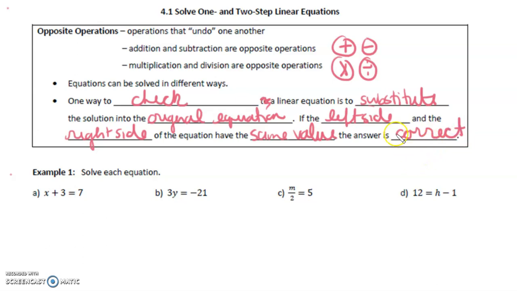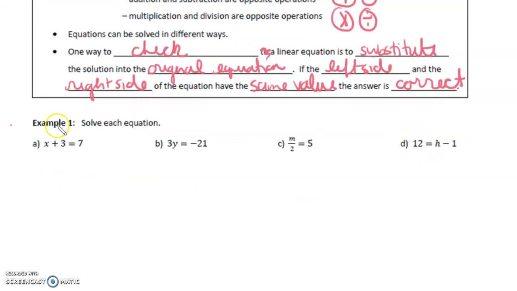Okay, example 1, solve each equation. So we have x plus 3 equals 7. So we need to get the x all alone. The opposite operation to plus 3 is minus 3. So we're going to subtract 3 on the left and subtract 3 on the right. The 3 minus 3 cancel and we're left with 7 minus 3, which is 4.